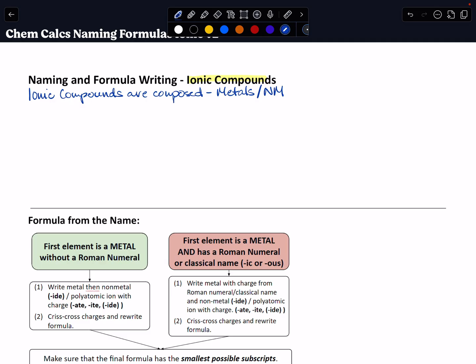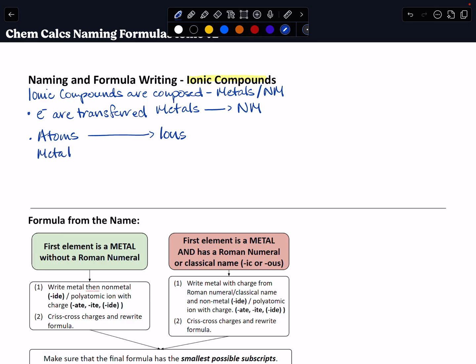All right, so what is an ionic compound? Well, in an ionic compound, electrons are transferred between the atoms. Particularly metals transfer electrons to non-metals. Okay, so that means in general, atoms become ions. All right, so our metal is donating the electron, so it loses an electron, and our non-metal accepts that electron.